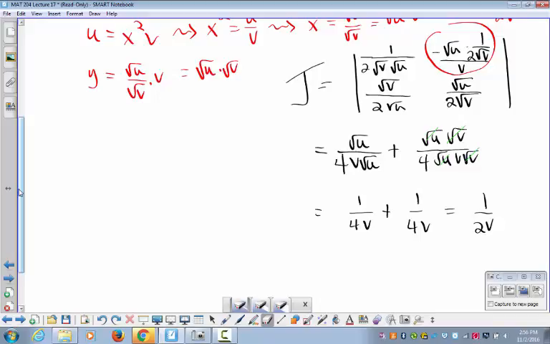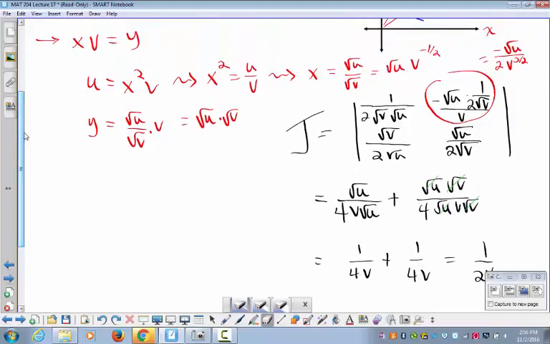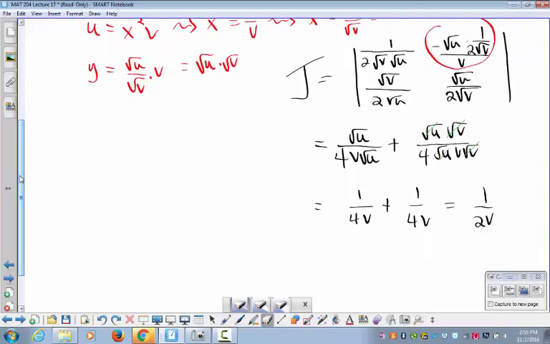Say that again, Levi? Because a determinant is this minus this. So we have minus the minus when we do our determinant. Minus. If you have an extra minus, just erase it. Just get rid of it.